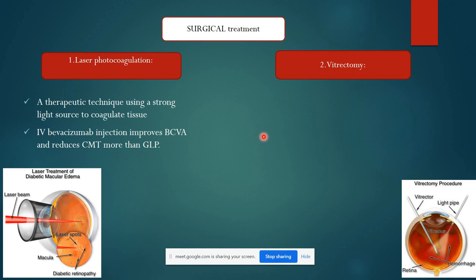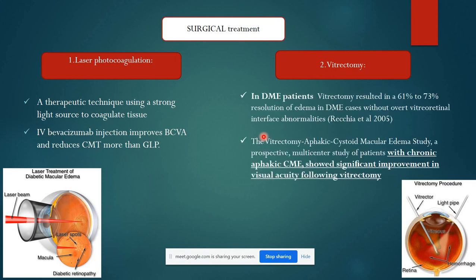Then vitrectomy, we all know, we remove the vitreous. I think we had discussed this in the earlier classes when we discussed DIA. So maybe you can just look into how this vitrectomy is done to have a better understanding.